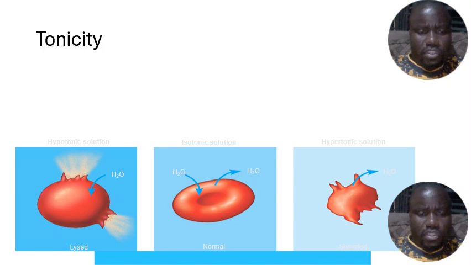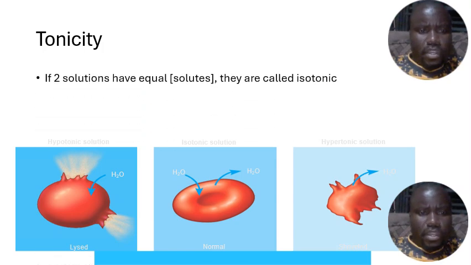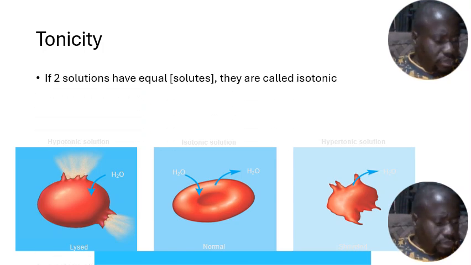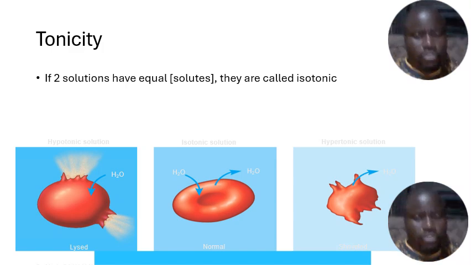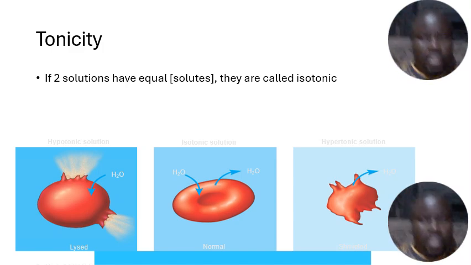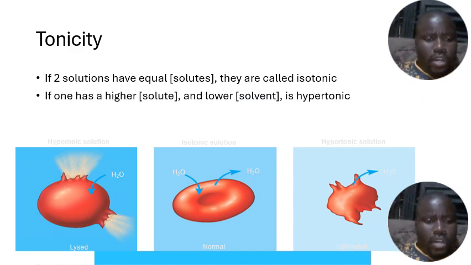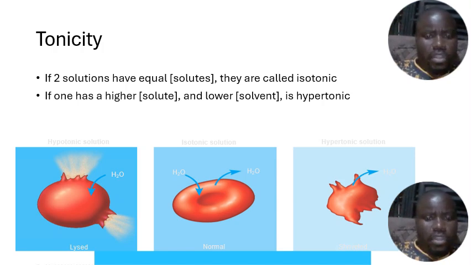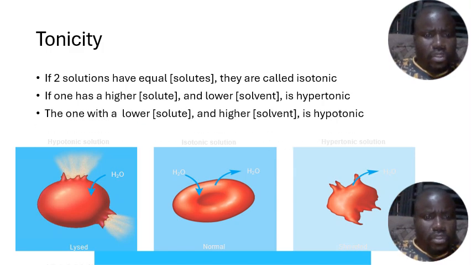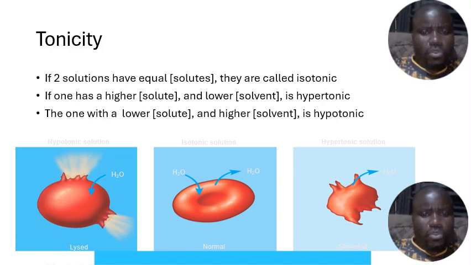So we see that, for example, two solutions with equal solute concentrations will be said to be isotonic, while the one with higher solute concentration will be considered hypertonic compared to the one with lower solute concentration. And the one with lower solute concentration will be said to be hypotonic because it has a higher solvent concentration.